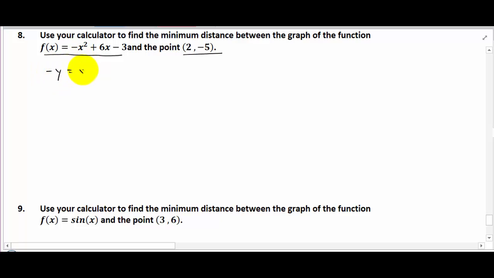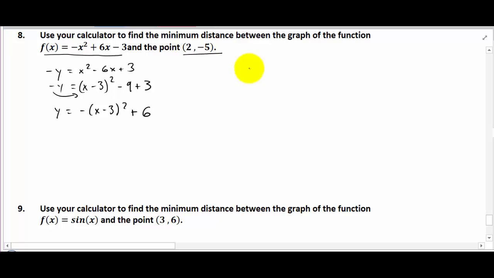So negative y equals x squared minus 6x plus 3. I multiply by negative 1, right? So it's x minus 3 squared minus 9 plus 3, which is minus 6. So we have y equals negative (x minus 3) squared, and I multiply everything by negative 1, so this is a minus y, plus 6.